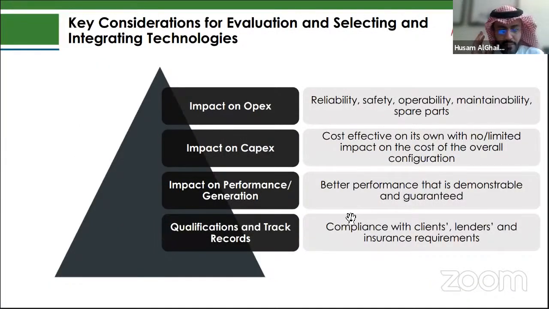So having all of that in mind, when it comes to the key considerations for selecting new technologies and integrating them into the new project, this is the process that we all usually talk about when it comes to how we select. That's the discussion that we always have with our partners as EPC contractors and as main equipment suppliers, starting from the bottom, and that's how the selection process actually happens.